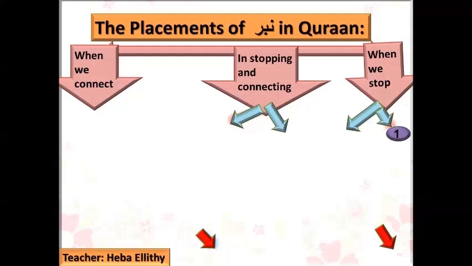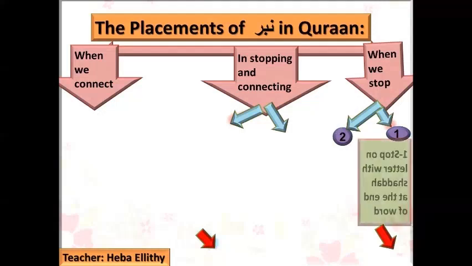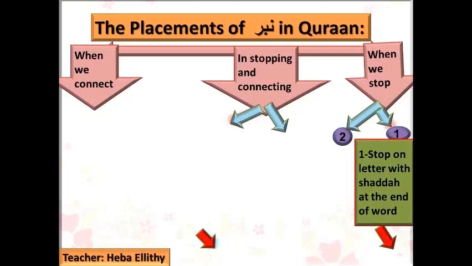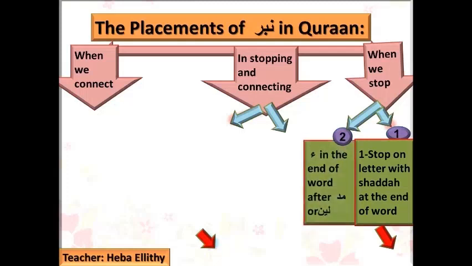When we stop, we have 2 cases where we should make nabr. Case number 1, stop on a letter with a shaddah at the end of the word. If there is a letter with shaddah at the end of the word and we stop on it, we should make nabr on this letter, except there is an exception for it. We will know it later. Case number 2, when we stop and have a Hamza at the end of the word after a mad or lean letter.